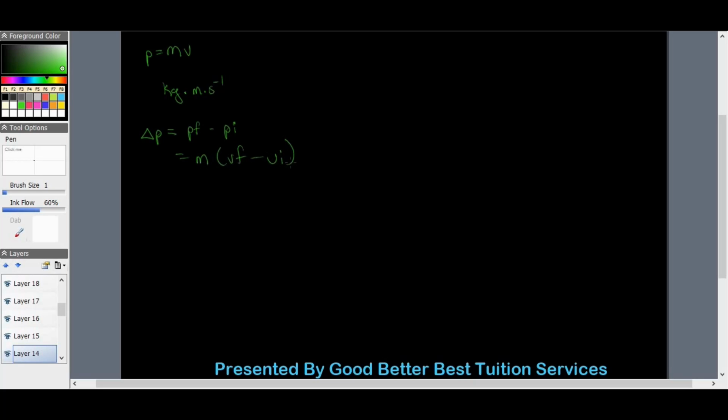We also looked at Newton's law in terms of momentum. I'm going to try and shorten it. Newton's second law in terms of momentum, in terms of p.